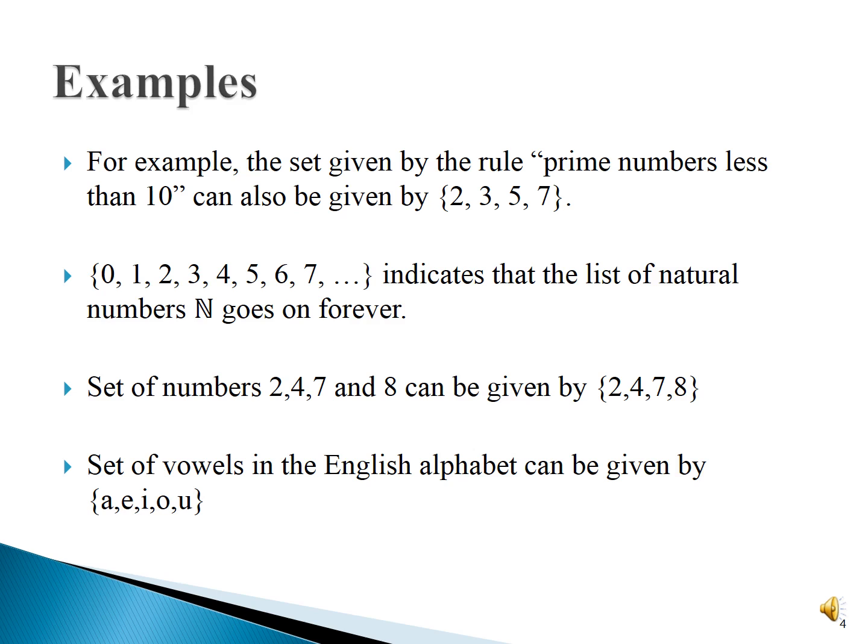The set of numbers 2, 4, 7 and 8 can be given as opening brace 2, 4, 7, 8 and then closing brace. The set of vowels in the English alphabet can be given by A, E, I, O, U. So these are the vowels which are included in the opening and closing braces.